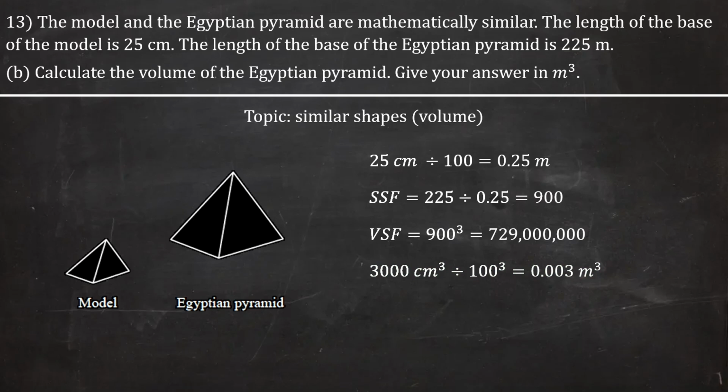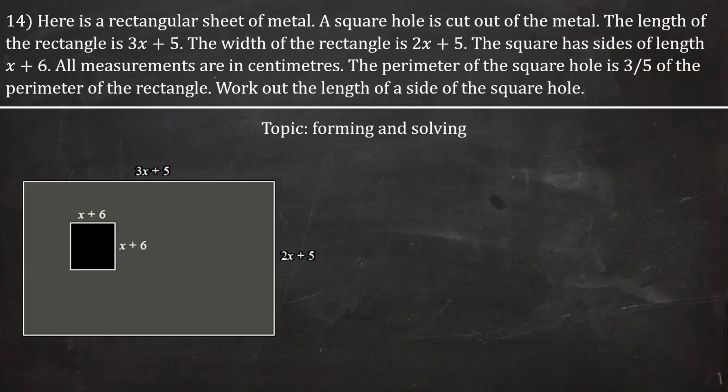And now finally we can find the volume of the pyramid, because that is going to be the volume of the model times the volume scale factor. You put that in your calculator and you get 2187000.